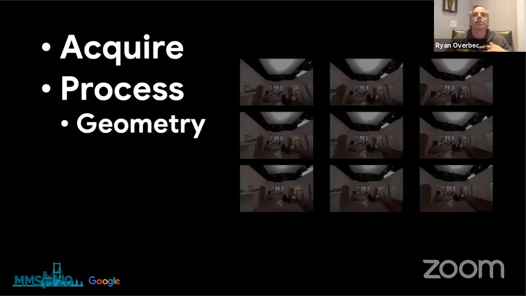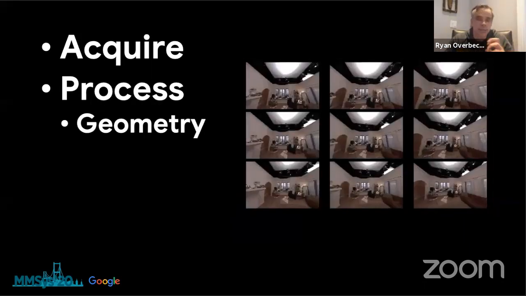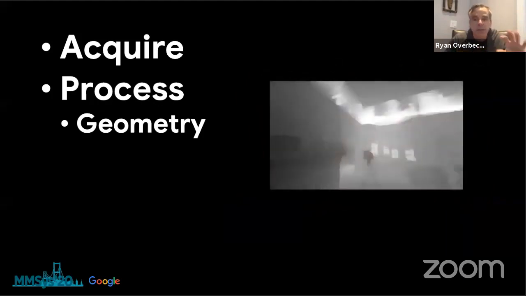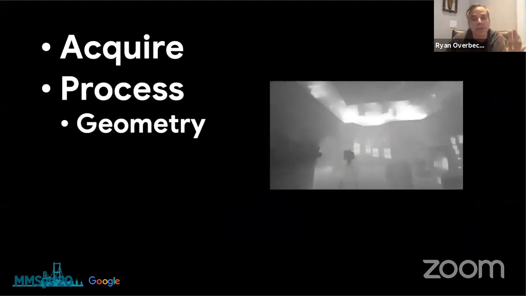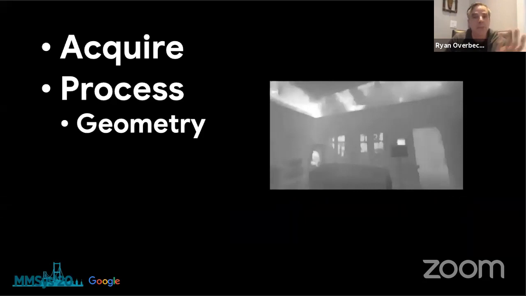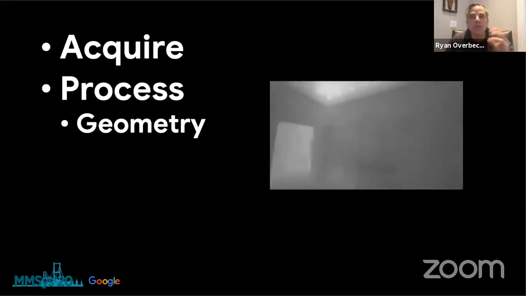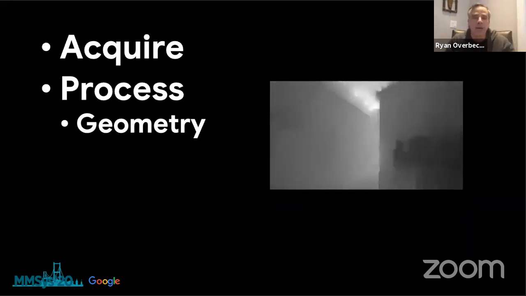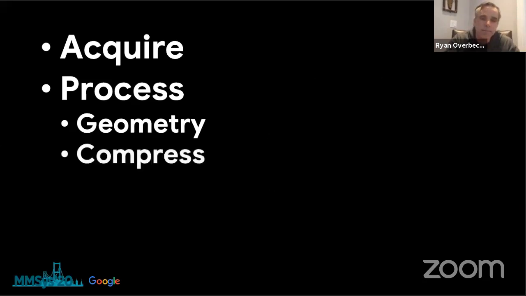And during processing, we usually generate a geometry for the light field. And in this work, we generate a geometry for every image in the light field, a depth map for every image. And we use this per view depth map for high quality rendering. And of course, we have to compress the light field data. And for this work, we developed a practical light field codec based on the open source VP9 video codec.